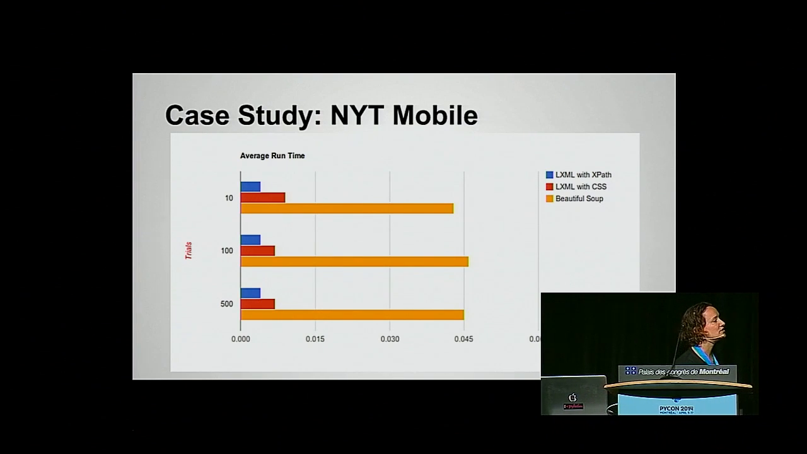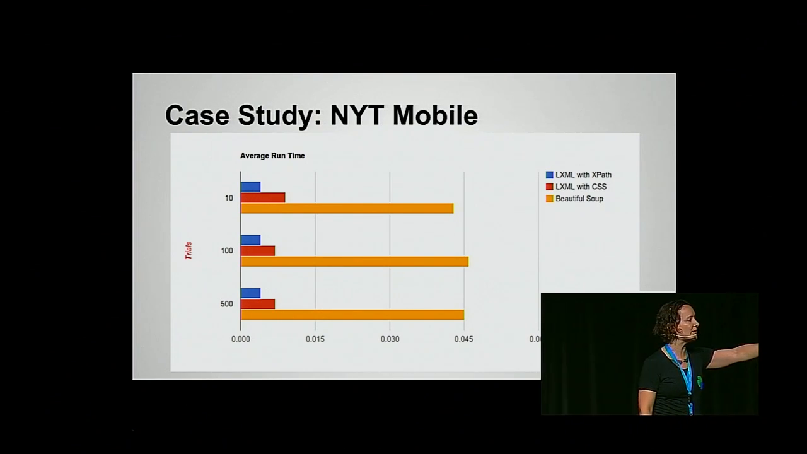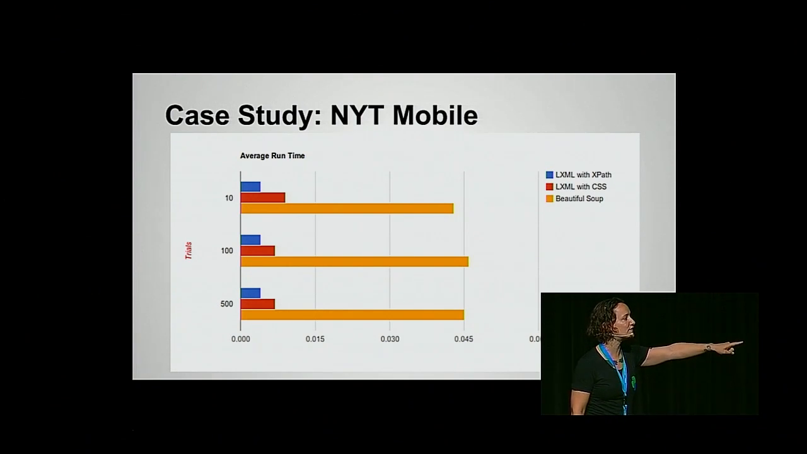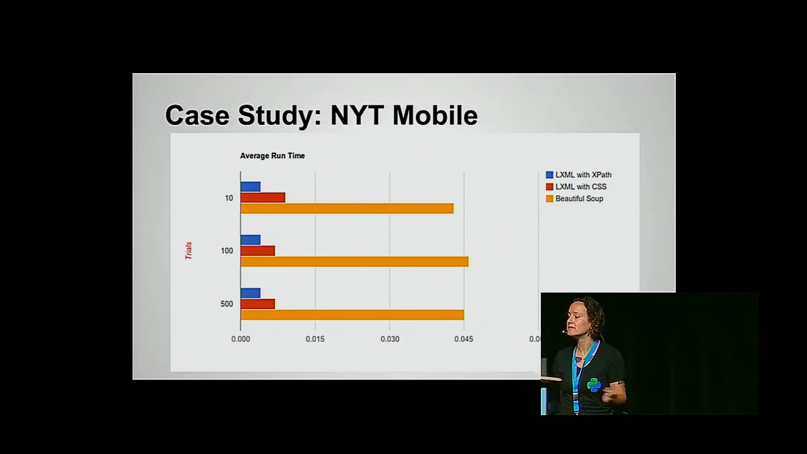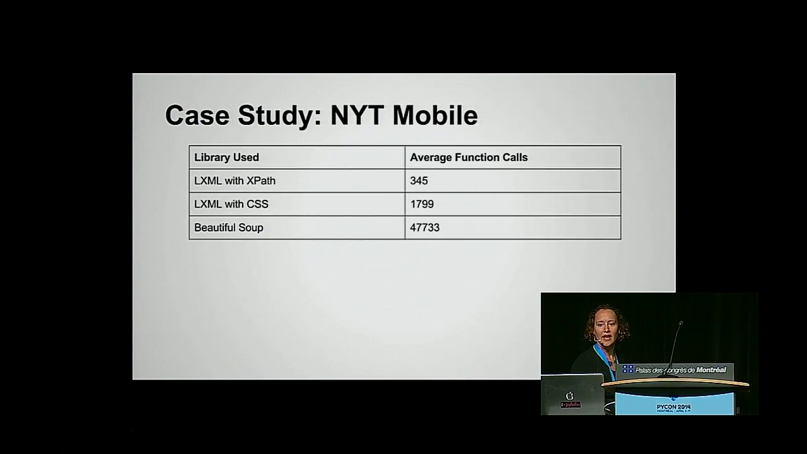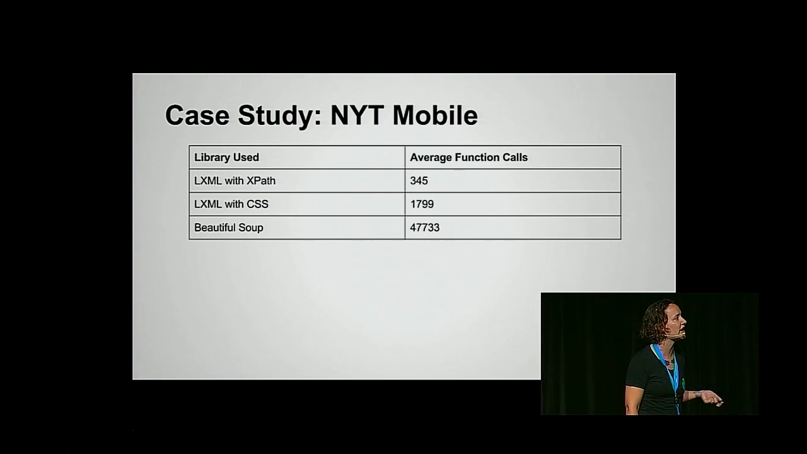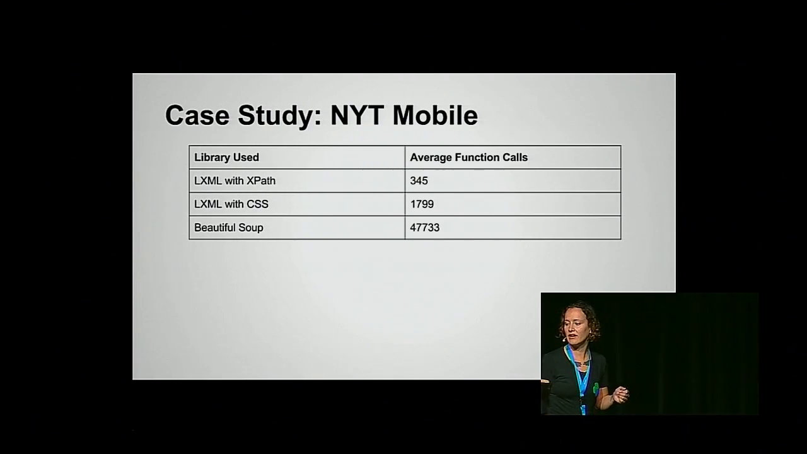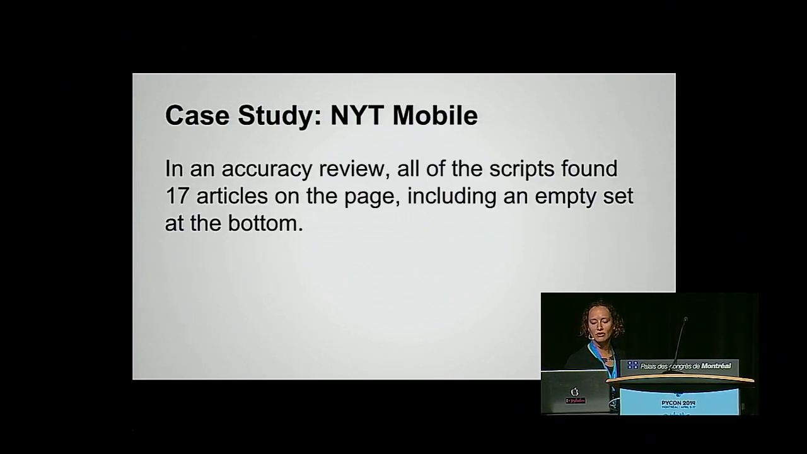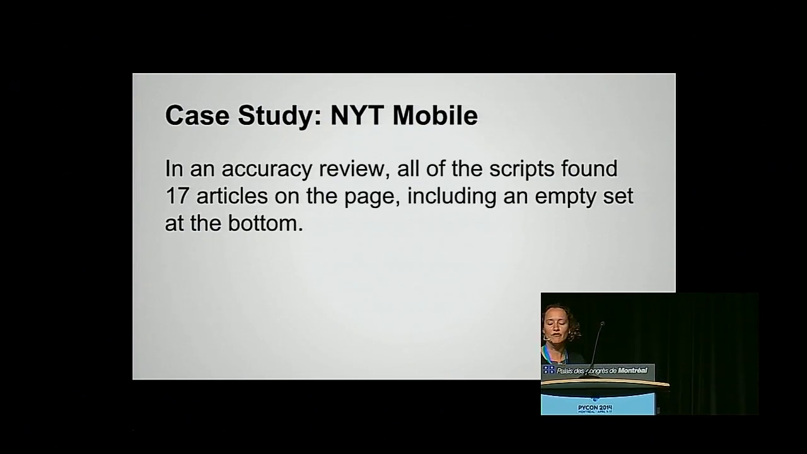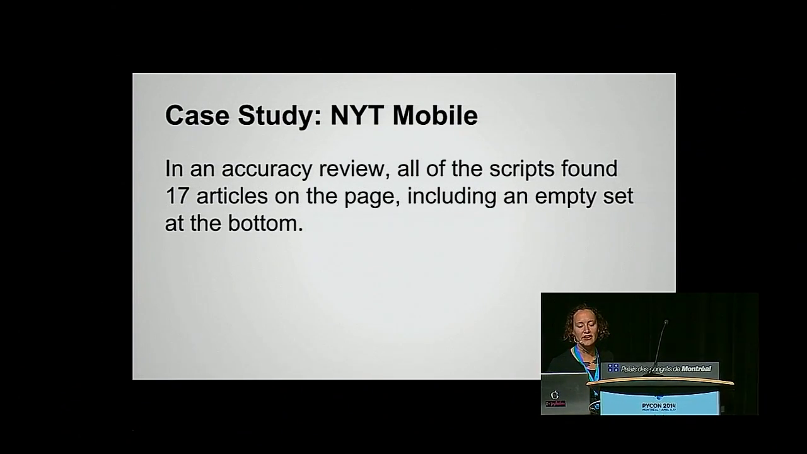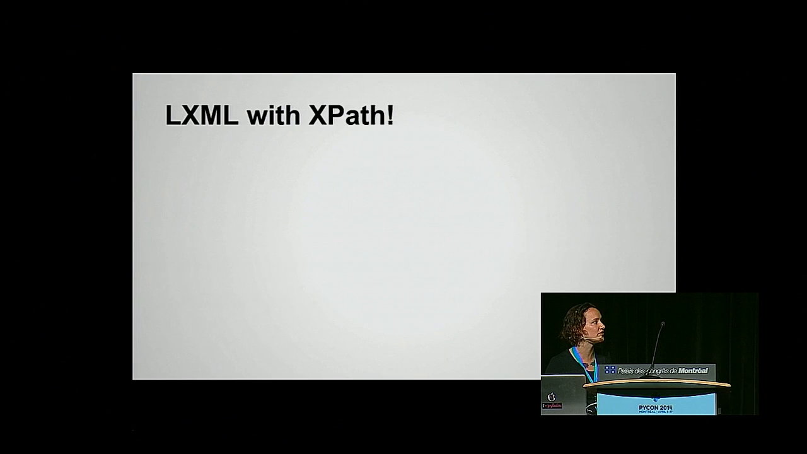And again, I found that we had tremendous speed with all libraries. If you can't see from across the back, even BeautifulSoup is clocking in at 4.5 hundredths of a second. But LXML with XPath was just super, super speedy. And what I found here, again, with the average function calls, XPath was a little bit more than I had expected given the other runs. But regardless, it still was much fewer calls than the others. And again, in accuracy, they all found 17 articles, and there was a null set at the bottom. I'm assuming the New York Times uses it for some sort of style divider.